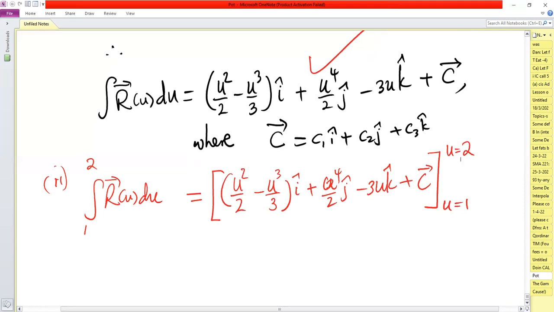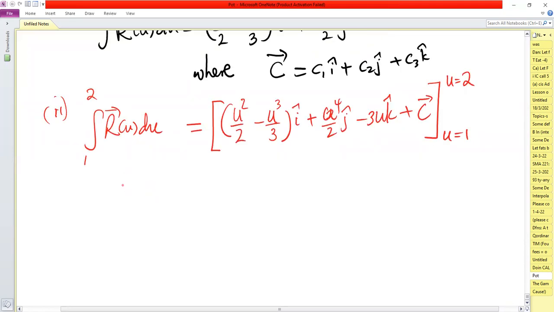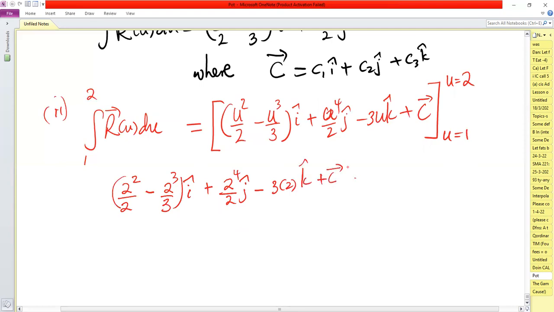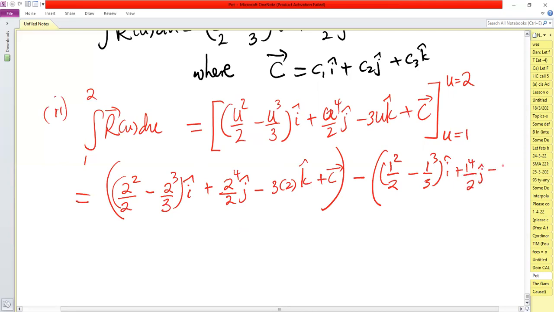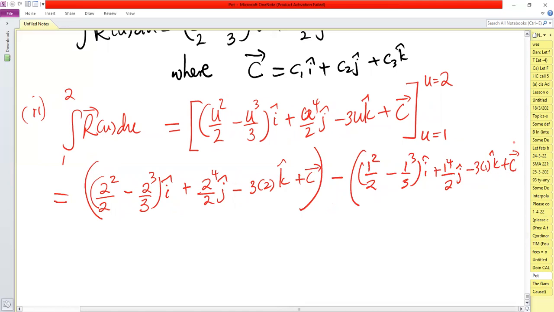So putting in the upper limit, we'll have 2 squared over 2 minus 2 to the power 3 over 3 i plus 2 to the power 4 over 2 j minus 3 times 2 k plus C, minus the lower limit, which will be 1 squared over 2 minus 1 to the power 3 over 3 i plus 1 to the power 4 over 2 j minus 3 times 1 k, and then plus C, which is the constant vector.